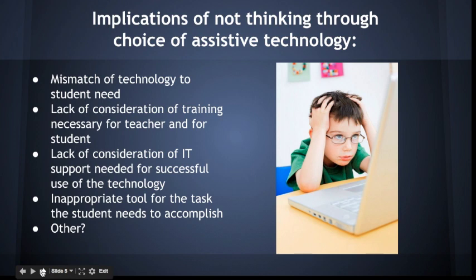The lack of consideration of your IT department at the district level, what type of support is needed for successful use of the technology. Inappropriate tools for the task that the student needs to accomplish. Sometimes if we pick the wrong tool for the student and then we don't see success, we say the student can't write, and we lower the goals or we lower the expectations, when in fact maybe it's the tool itself that is not appropriate, and the student can actually be challenged more.